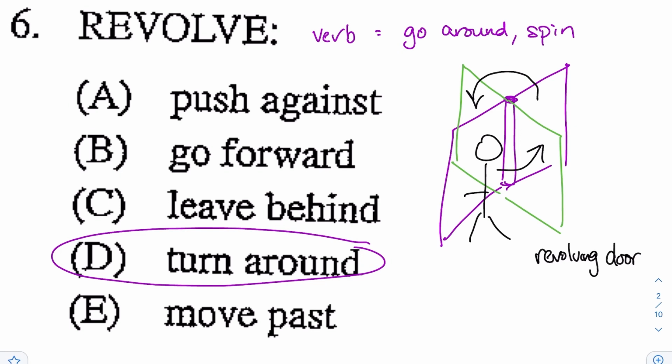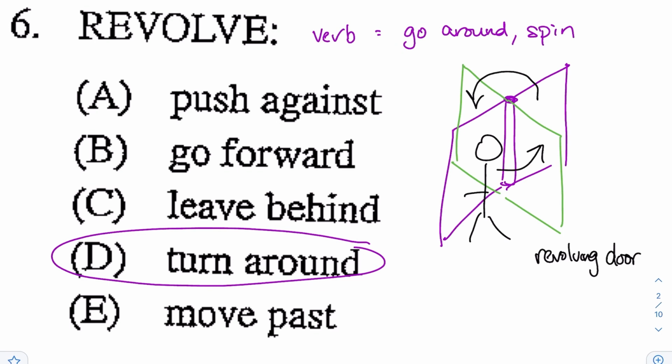And this is actually good because it saves electricity, because in the winter, for example, the hot air doesn't escape. So the hot air kind of remains sealed inside the building. And then also in the summer, the cold air, if you have the AC on, won't escape. So it's actually a really energy efficient way of entering and leaving, instead of just leaving the door open and letting all the hot air and cold air leave. So again, revolve here means to go around or to spin.